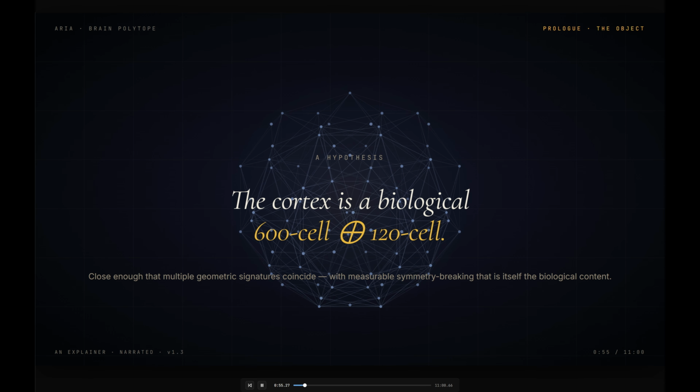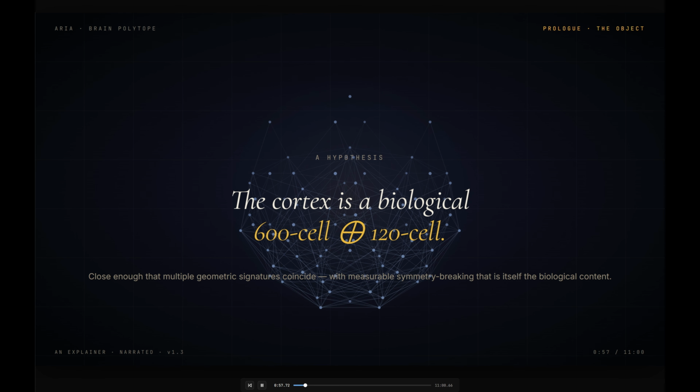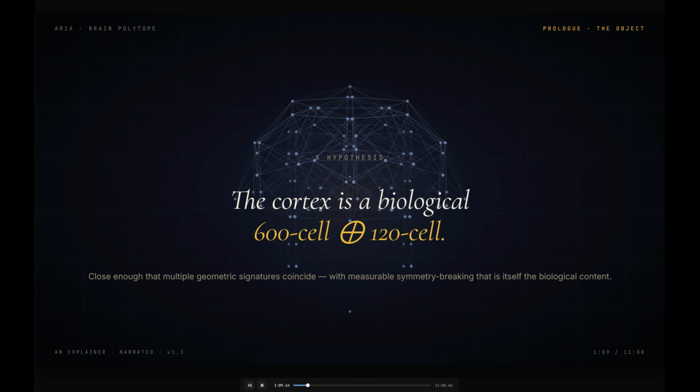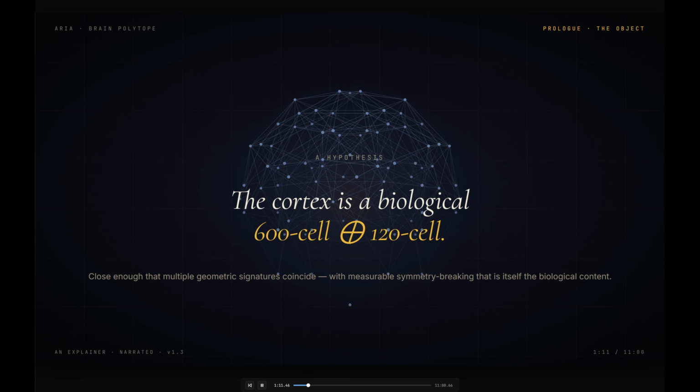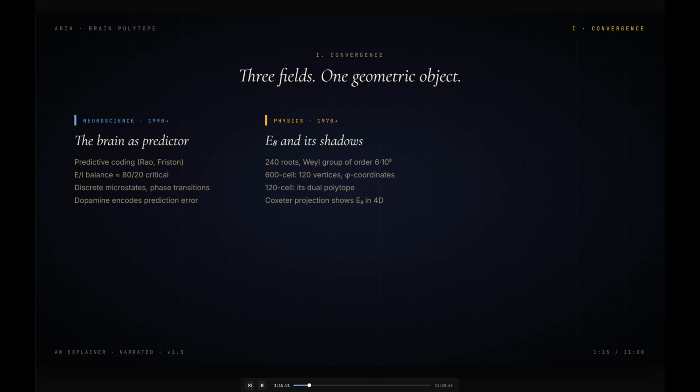Biology is not perfectly symmetrical. It breaks symmetry. It adapts. It specializes. So the signal is not only where the brain matches the geometry. The signal is also where it differs from it. Those differences may be the biological content: memory, attention, sleep state, pathology, and conscious regime.